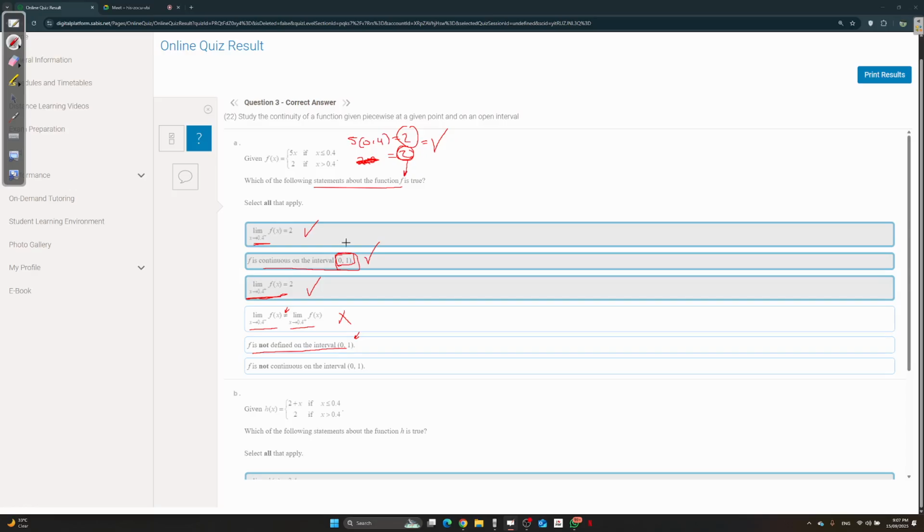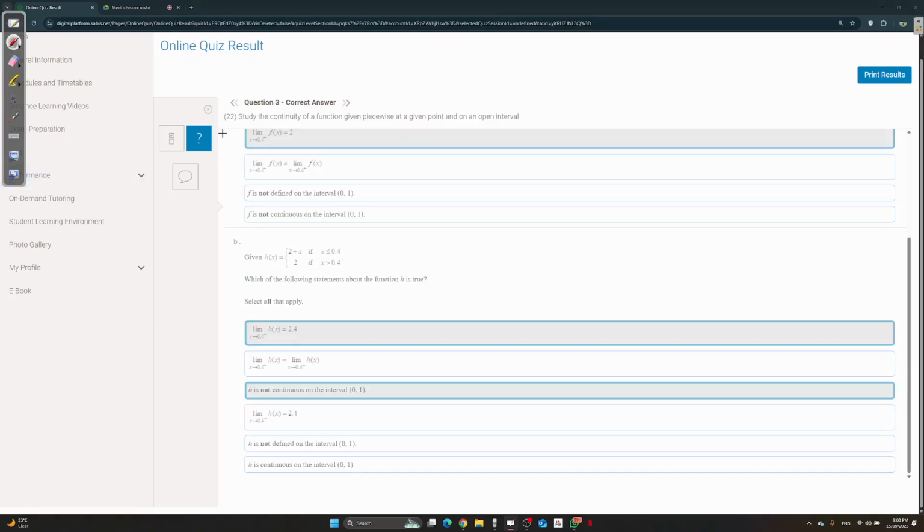Why would it not be defined? There's no reason for it not to be defined. It would only not be defined if, like I told you, there's a discontinuity. Okay? If there's a discontinuity, then it would not be defined. F is not continuous. Again, no. How is it not continuous? We said it's continuous. There's a 0.4, 0.4. They're equal. They're both equal to 2 and 2.